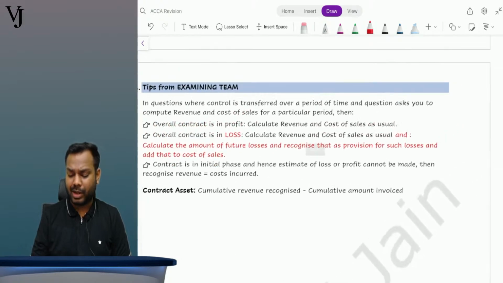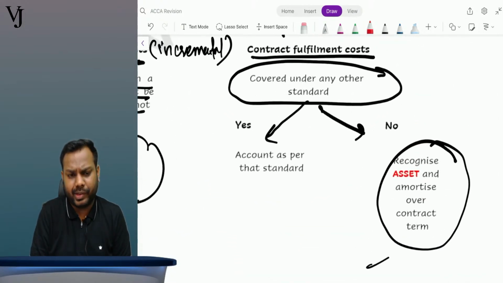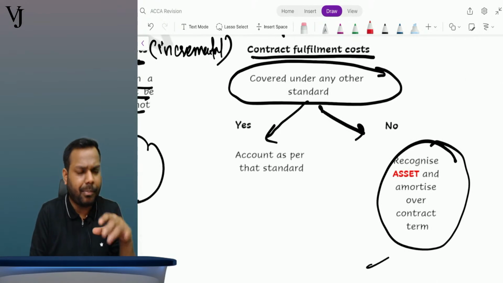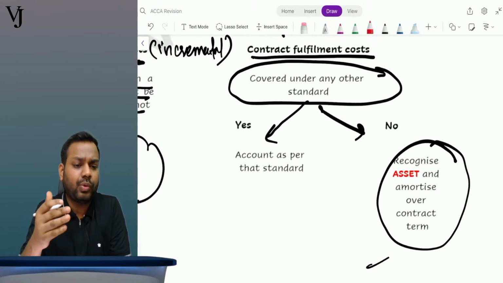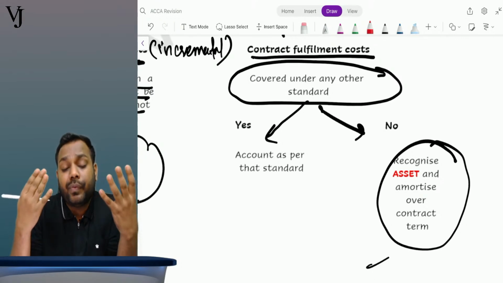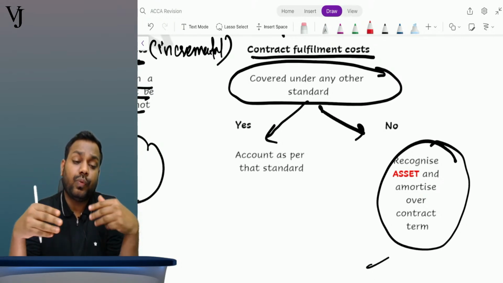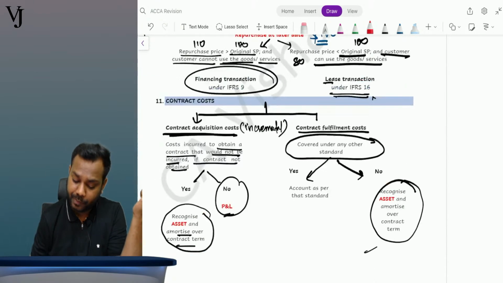Contract fulfillment cost can be anything. Let's suppose there are catering services. In functions, we appoint some event managers. The event managers have incurred some cost to do the decorations and all these things. Those are the costs incurred to fulfill the contract. That is called contract fulfillment costs.